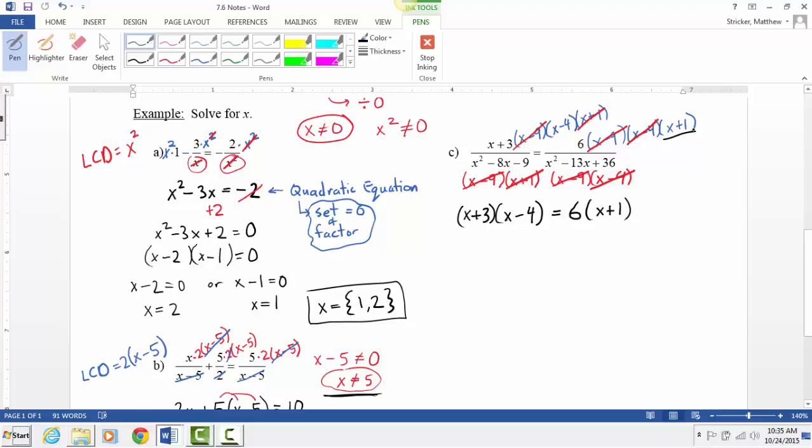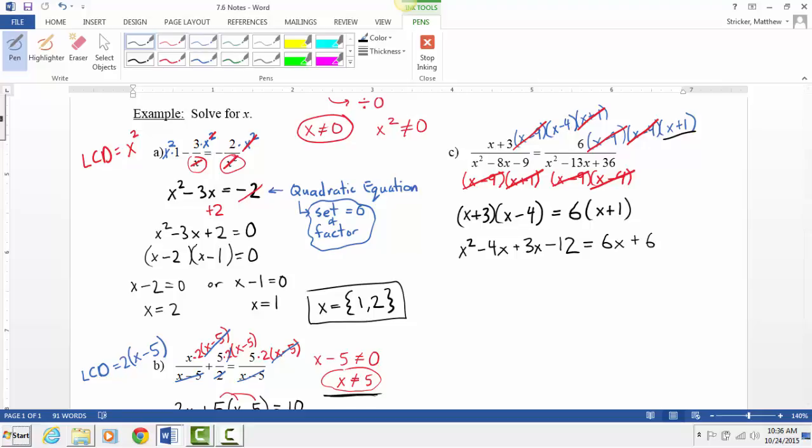So again, just like the previous example, we want to get rid of our parentheses, so we're going to distribute here, or FOIL, whatever you want to call it. That's going to be x times x is x squared, x times negative 4 is negative 4x, we have 3 times x is plus 3x, we have 3 times negative 4 is negative 12. That is equal to, distribute again, 6 times x is 6x, plus 6 times 1, that's 6.